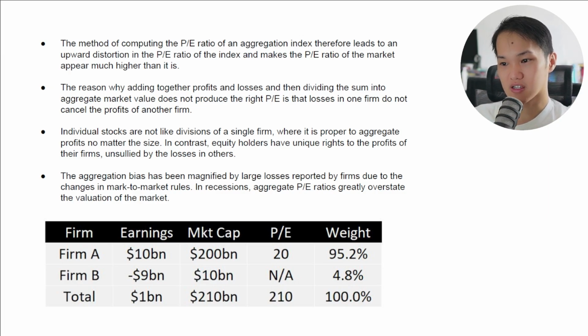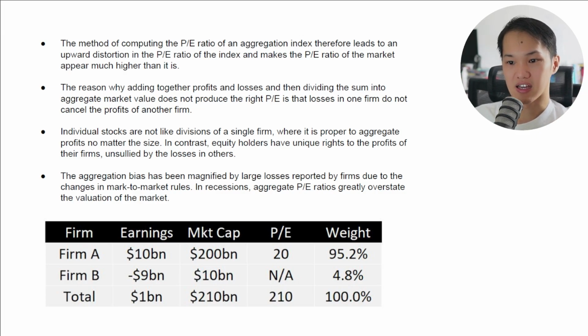To illustrate this, imagine that there are only two companies here, company A and company B. Company A has a PE ratio of 20, a market cap of 200 billion, and earnings of 10 billion. Company B is losing money, so the earnings are negative 9 billion, the market cap is 10 billion, and there's no PE because earnings are negative. But you can calculate the weight of these two companies, imagining that the index only has these two. It's 200 divided by 210, which gives you 95%, and the other one is 4.8%.